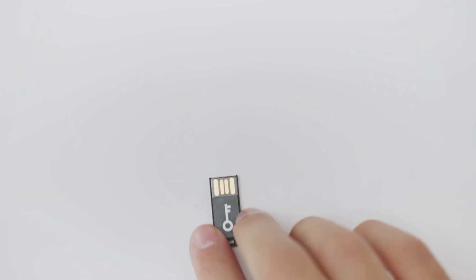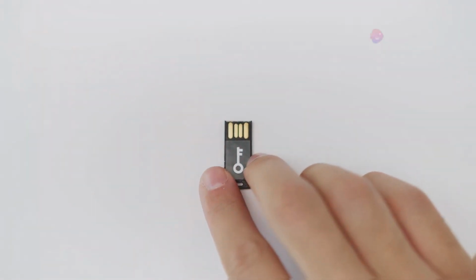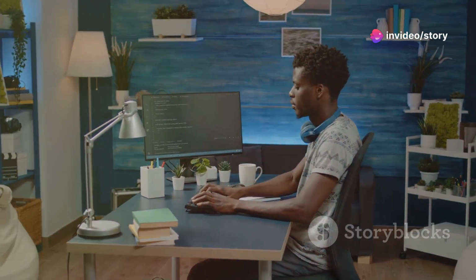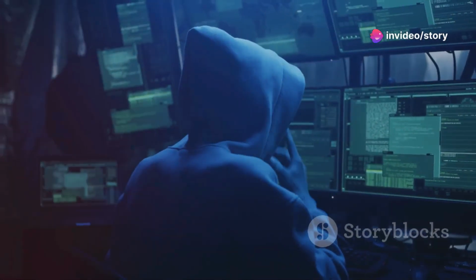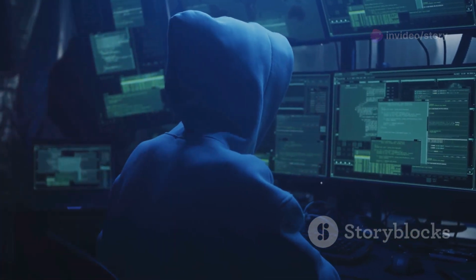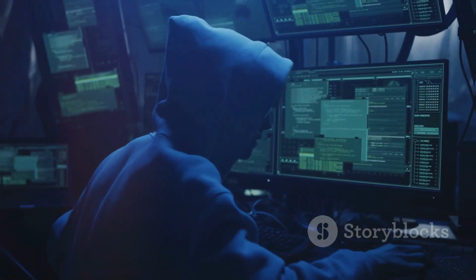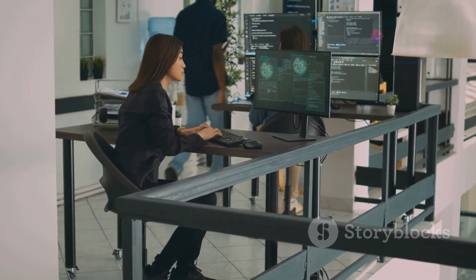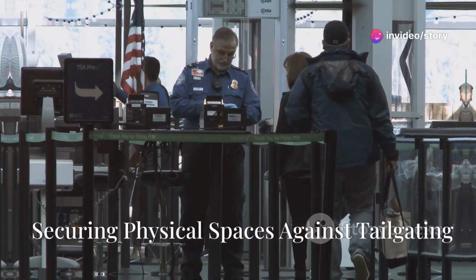Restrict the use of removable media devices like USB drives. Clear policies on handling and sharing sensitive information prevent employees from being misled. Promote a culture of skepticism and caution to avoid falling victim to baiting scams. Training on the risks associated with such tactics makes employees more aware and responsive.